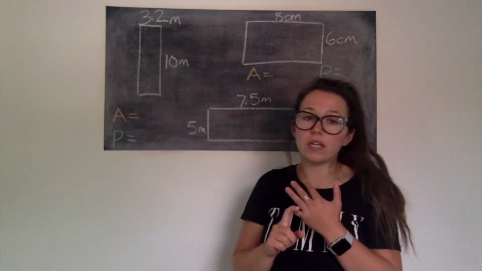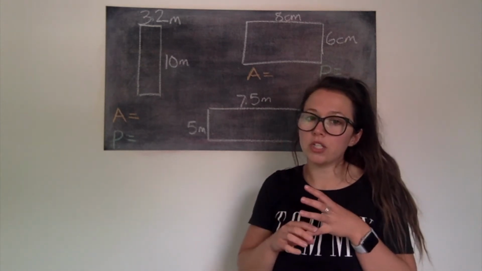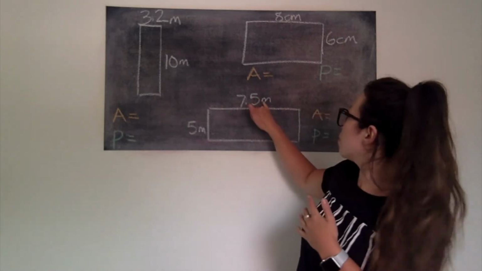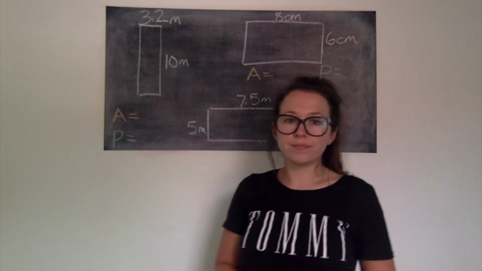So think about the type of shape that it is, fill in the missing information. Think about what's the difference between finding area and perimeter, and also take note of the unit of measure, and then we'll go through them.